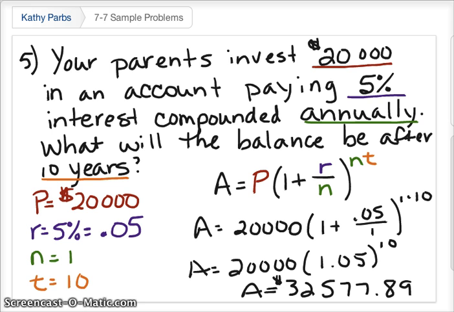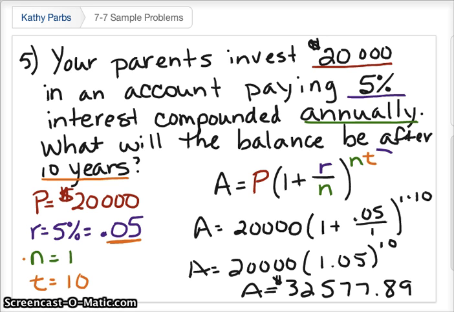Okay, here's a problem with compound interest, which is actually just an exponential growth. Your parents invest $20,000 in an account paying 5% interest compounded annually. What will the balance be after 10 years? So $20,000 is the principal, that's how much we start with. R is our interest rate, and it's 5%, which is 0.05 as a number. Annually means that we're going to compound it once a year, and we want to know the balance after 10 years, so that's our T.